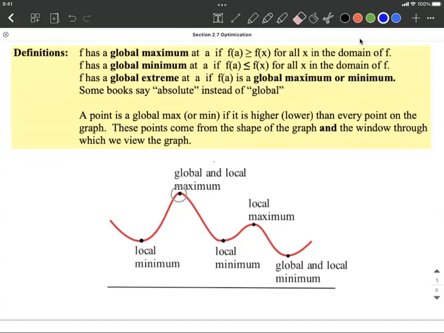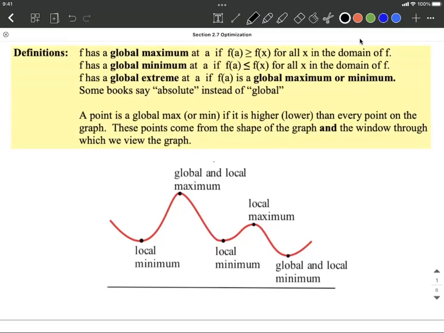The global maximum, right here, is also going to be a local maximum. That's one thing that I like to think about. Like if you were the very, very best basketball player in the entire world, if you happen to be in a particular city, then you would be the very best in that city also. So you would be both globally the very best, the maximum, and locally the maximum. A local minimum, local maximum because it's not the highest point on the entire graph, and then this one at the bottom gets classified as both global and local minimum.